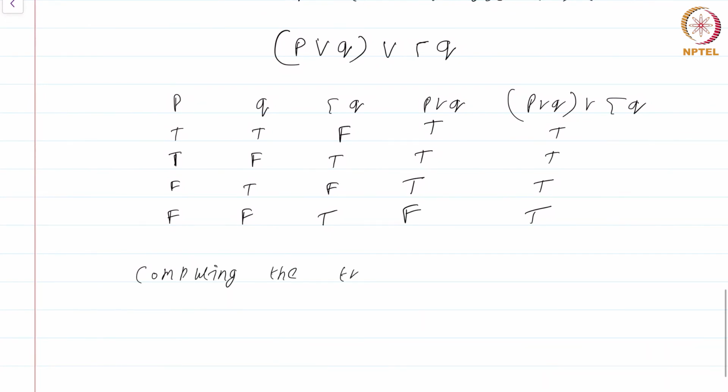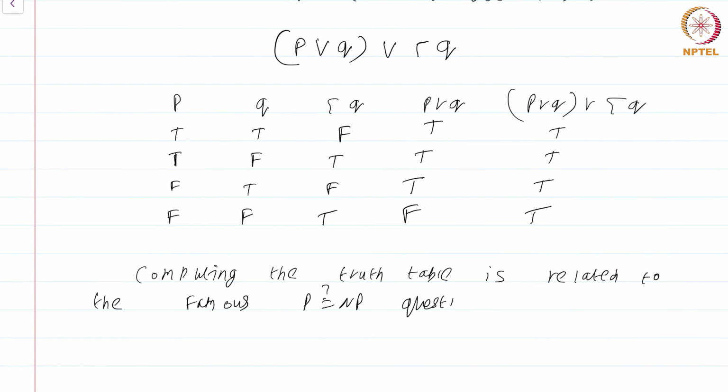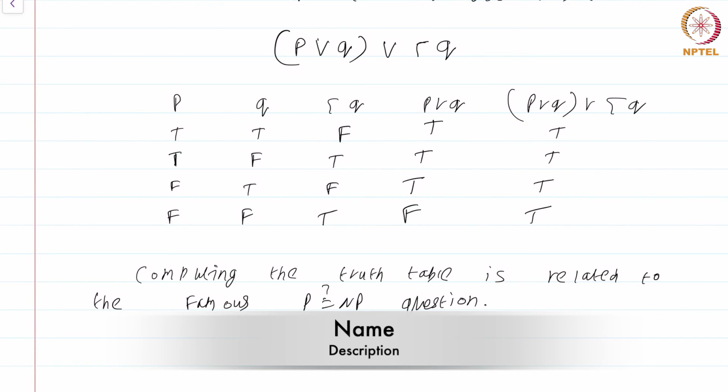I will just mention that computing the truth table is related to the famous P equal to NP question. So if you're not familiar with this, it has nothing to do with the course. This is just a diversion. If you are familiar, please, I urge you to explore further.